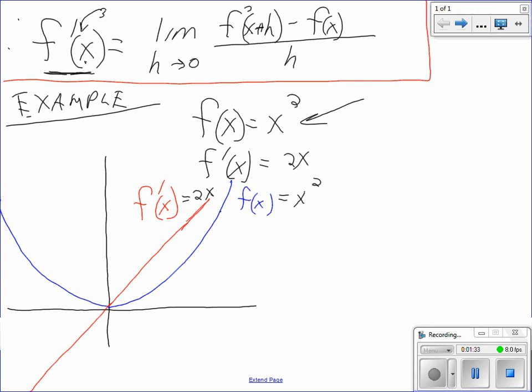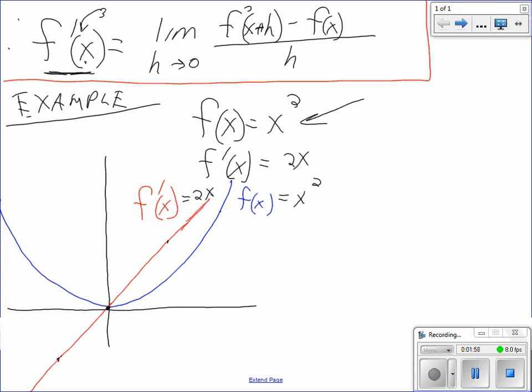It's just another function, right? The derivative here is another function, and notice this is a line that passes through the origin. What does it tell us? At any point on this line, it tells us the slope of the tangent. So down here you can see the slope of the tangent line is negative. Here at 0, the slope's 0, and here the slope is positive.